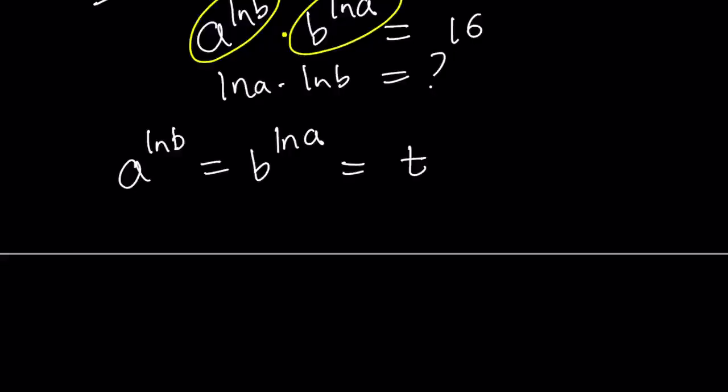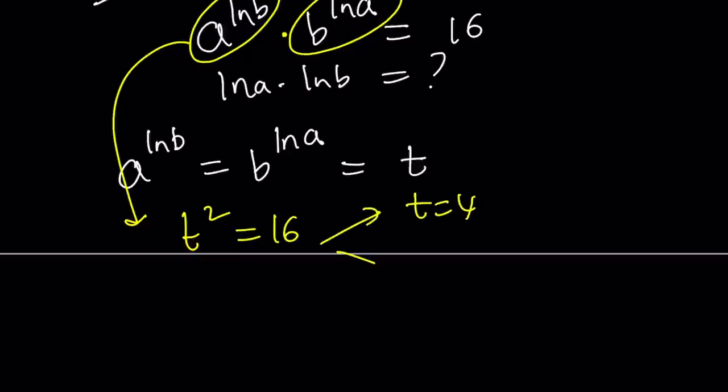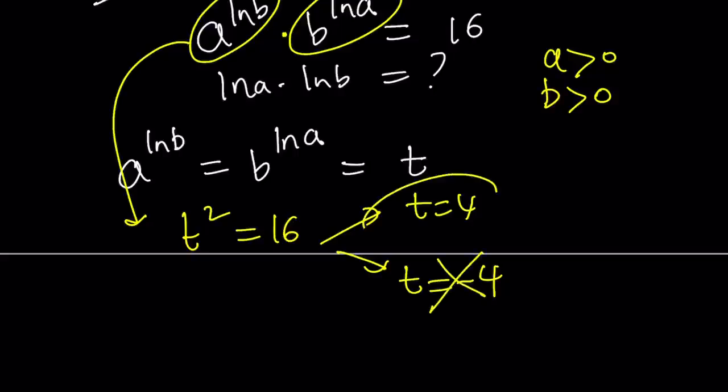Replace a to the power ln b with t, you get t squared equals 16. Now this gives us two results. t is 4 or t is -4. But guess what? t cannot be -4. a and b are both positive. Why? Because in order for the ln function to be well defined, a and b have to be positive. Therefore, the base is positive. It can't be negative. -4 is impossible, so we're going to go with 4.